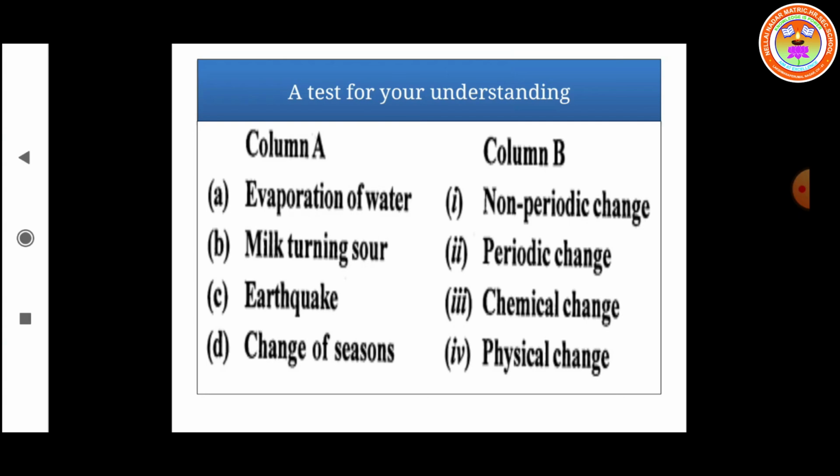Look at the first one, evaporation of water. That is physical change. Milk turning sour is an example for chemical change. Earthquake is non-periodic. It is unexpected. Earthquake is non-periodic. Change of seasons, periodic. They get repeated after regular intervals of time. So change of seasons is periodic in nature.